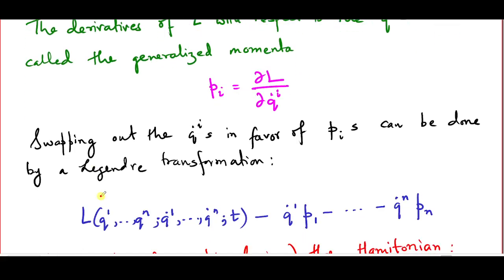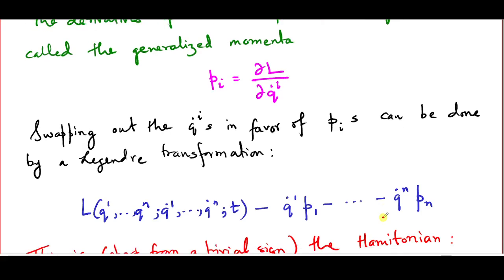And that would involve taking away from L, the original function, the product of the variable you want to get rid of, that is q dot i, times the derivative that you are swapping in, pi. So q dot 1 p1, q dot 2 p2, all the way up to q dot n pn has to be taken away from L in order to get a function which, when expressed in terms of the q's, which we have not touched, and the p's instead of q dots, and t, will have complete dynamical information. This actually is what we call the Hamiltonian.